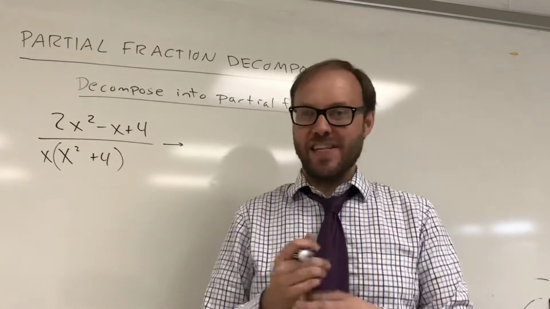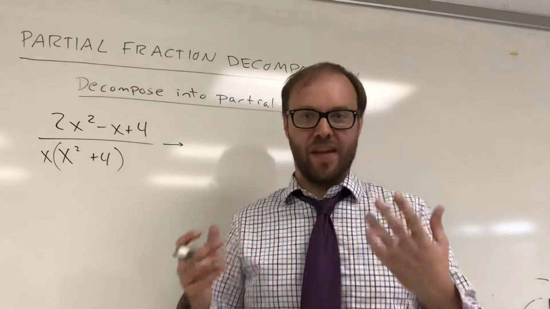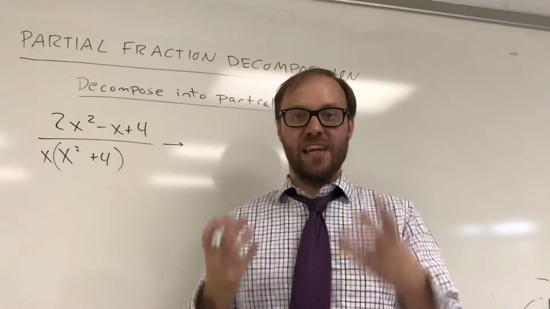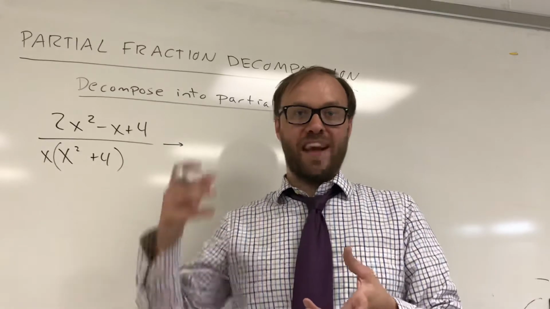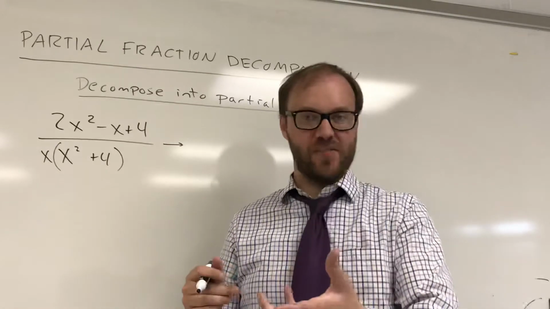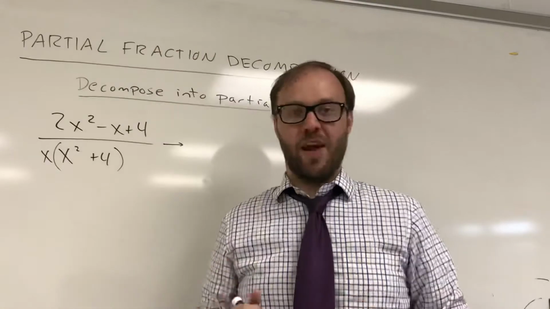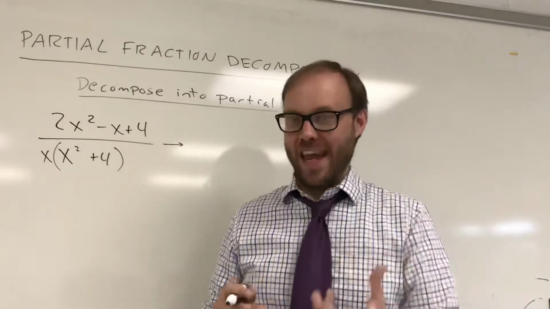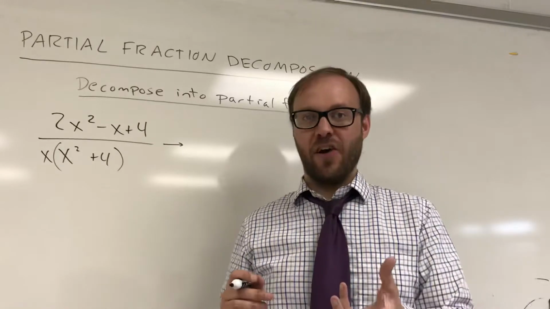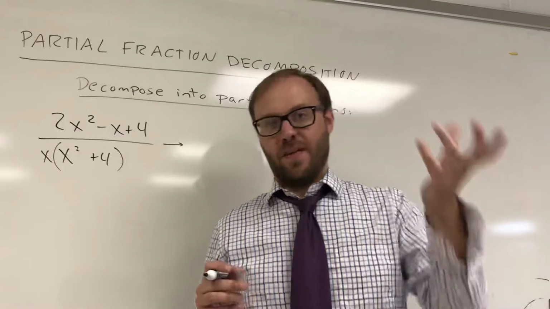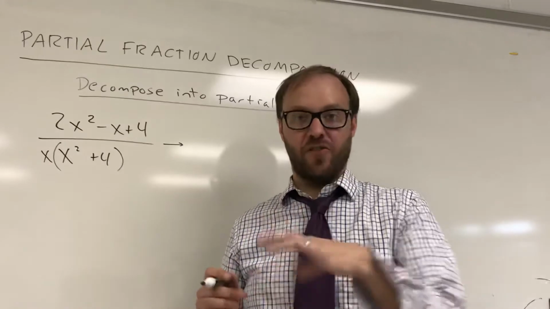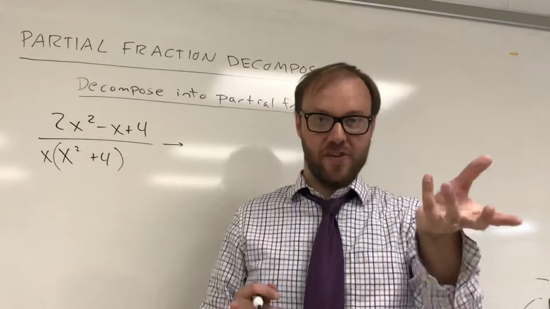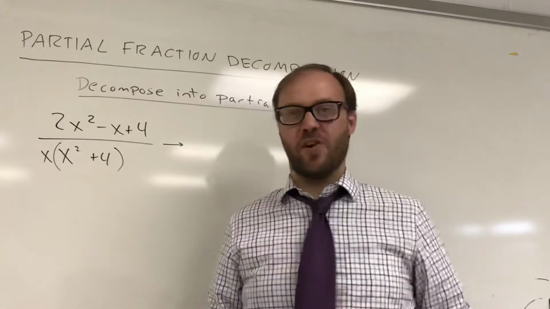Okay, there's a decent amount of theory behind this that I'm not going to get into in this video. But long story short, if you have a linear term in the denominator, you'll have a constant in your numerator. So if you have an x as your highest power, your numerator will just have a constant. If you have a quadratic in your denominator, you can have up to x to the first in your numerator. If you have a cubic term in your denominator, you could have an x squared term, an x term, and a constant term in your numerator.